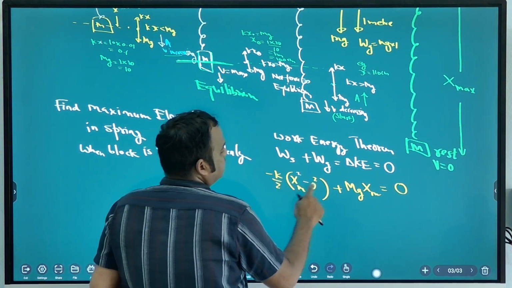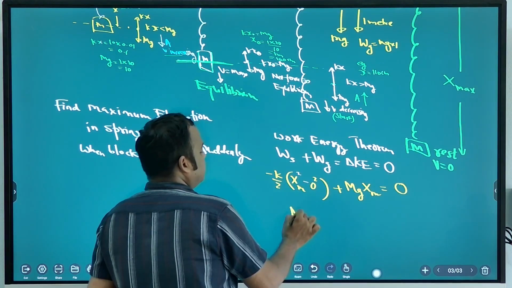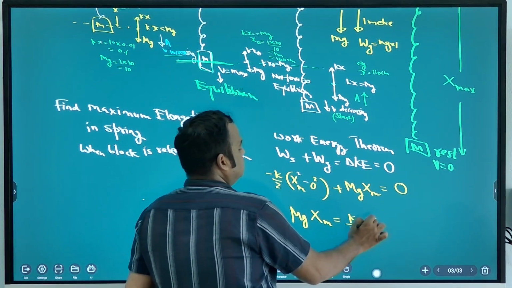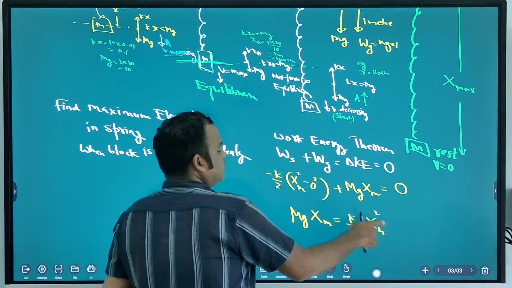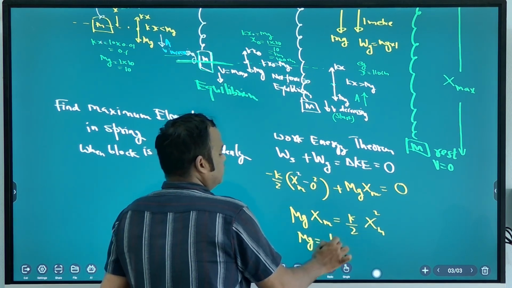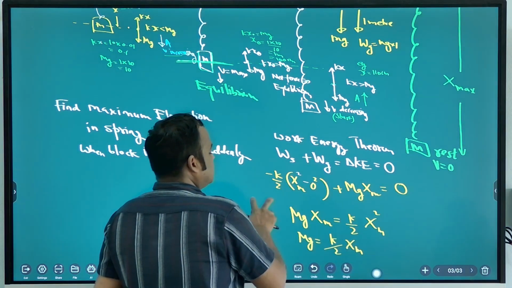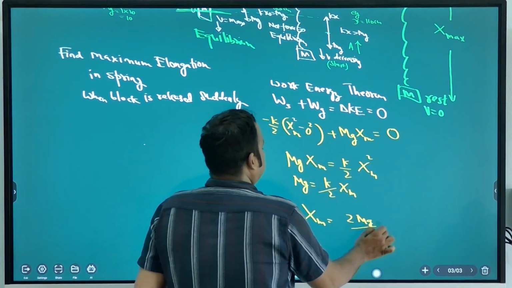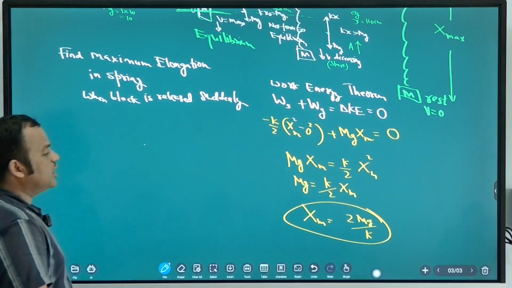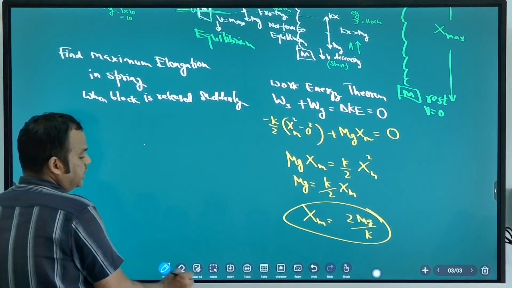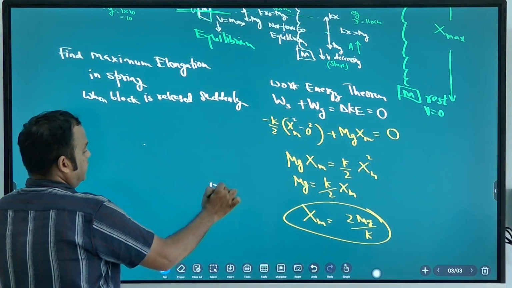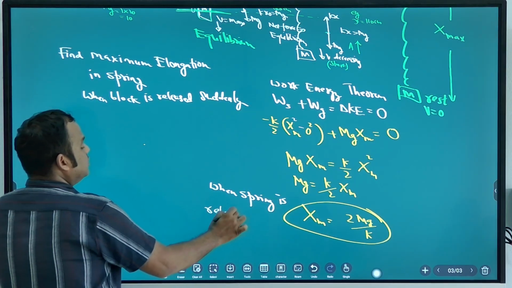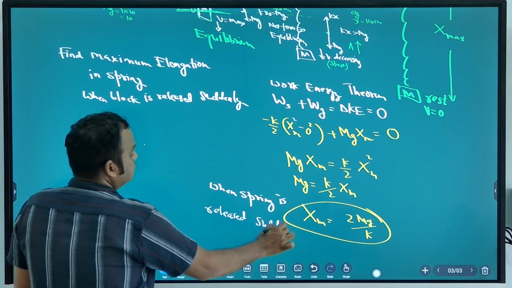Now take this term to the right side. So mg x max is equal to k by 2 x max square. x max cancels, so mg is equal to k by 2 x max. So what is the formula for x max? 2 mg by k. Okay, note down. So when the spring is released suddenly, x max is 2 mg by k.